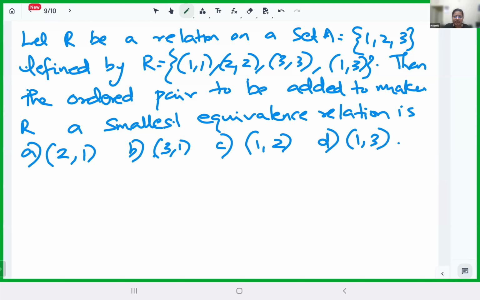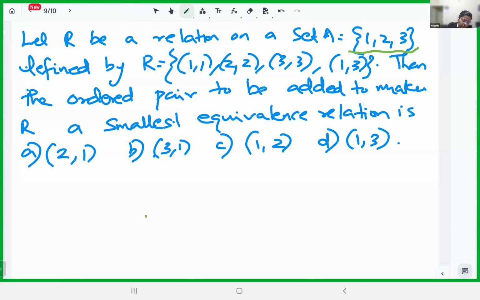Let R be a relation on a set A, {1, 2, 3}, defined by R equal to, you are given a relation, then they are asking to find the ordered pair so that you get a smallest equivalence relation. They have already given a relation R that is defined on set A. Now what we have to do is find an ordered pair such that it will make a smallest equivalence relation. So let's check with (2, 1). All right. Here you can see that it satisfies the reflexive condition, right? 1, 2, 3 are the elements of set A.